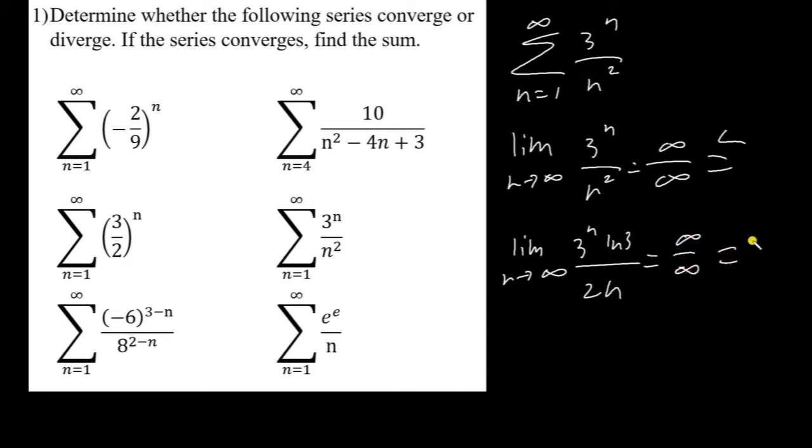Fear not, we can use L'Hopital's rule again. The limit as n approaches infinity, if we do one more time, we will get 3 to the n times the natural log squared of 3 over 2. And now, finally, we do not get infinity over infinity, we just get infinity, which means that this series diverges by the nth term test because infinity is not equal to 0. Okay, so that is that.